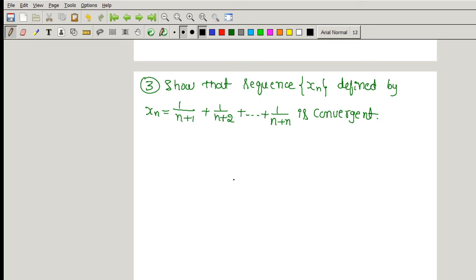So given xn is 1 by n plus 1 plus 1 by n plus 2 plus so on up to 1 by n plus n. For this sequence also, if the sequence is monotonically increasing and bounded above, that's enough to say the sequence converges. So the monotonically increasing condition is xn plus 1 minus xn is greater than 0. We can apply this condition directly for the above problems also.